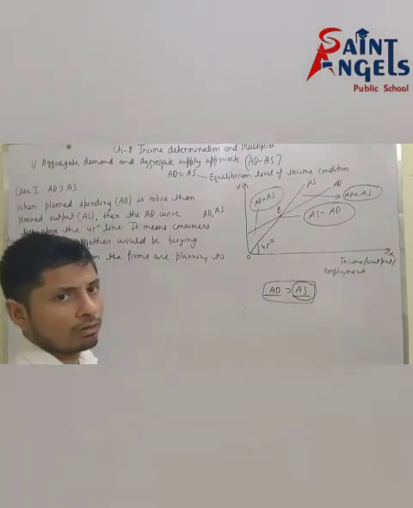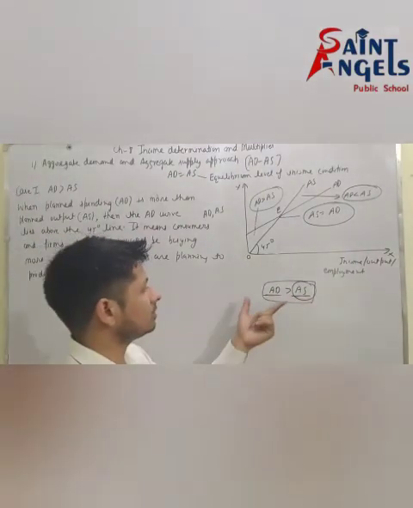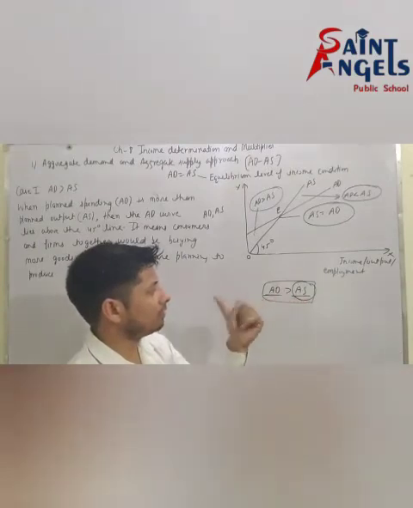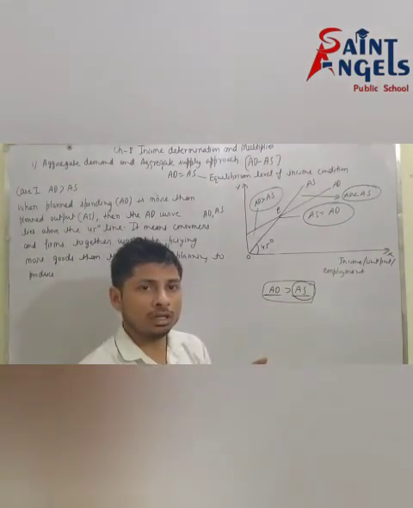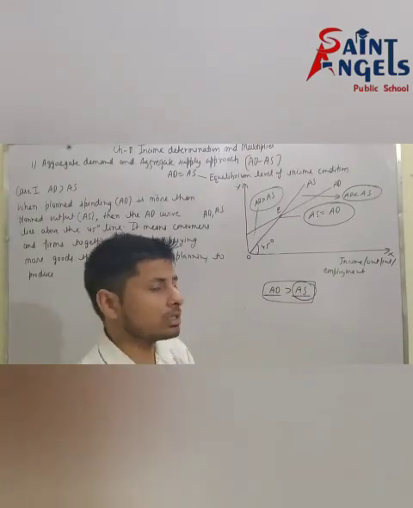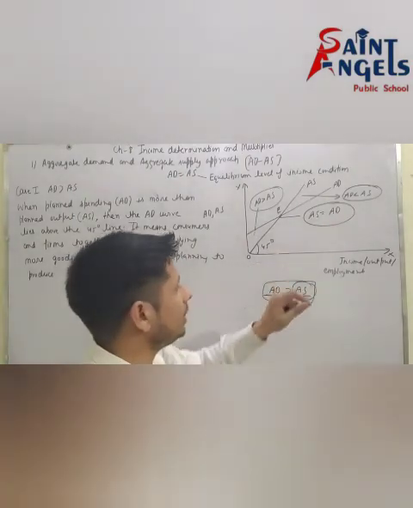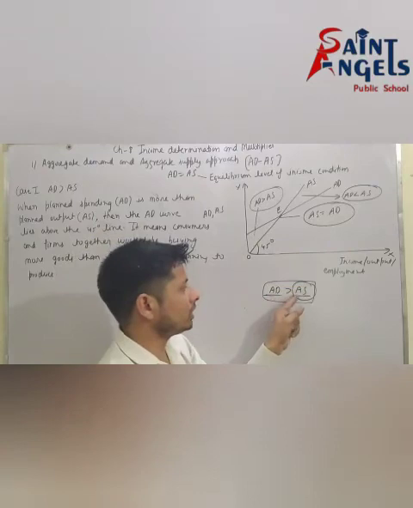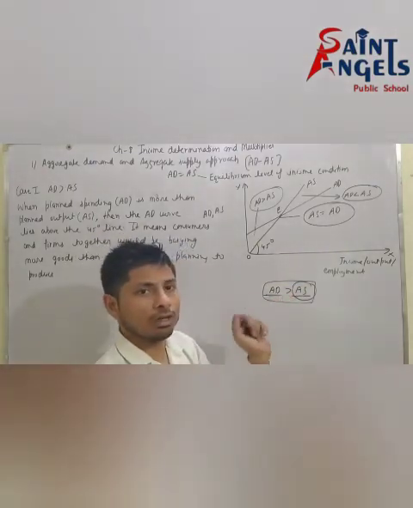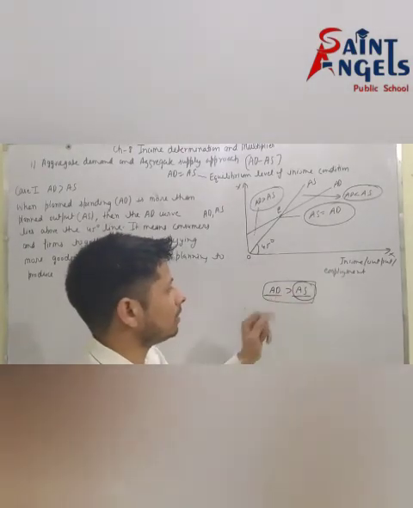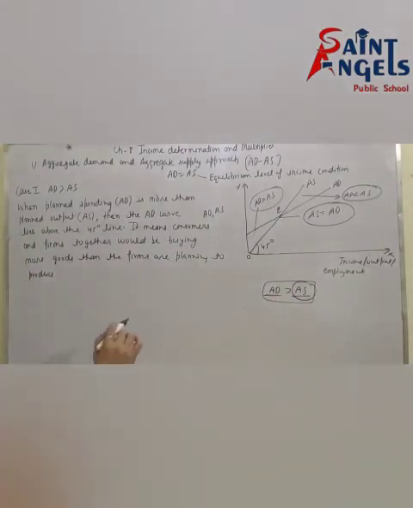You can say this is not an equilibrium level of income condition, because the equilibrium level of income condition will exist when AS is equal to AD. But here AD is not equal to AS, so this is not an equilibrium level of income. So I am writing here, it means consumers and firms together would be buying more goods than the firms are planning to produce.